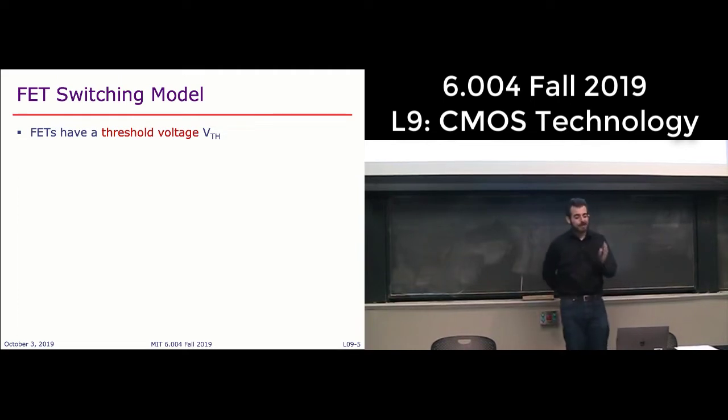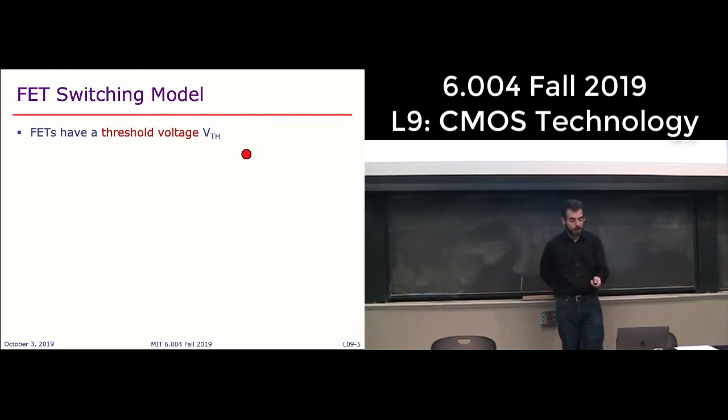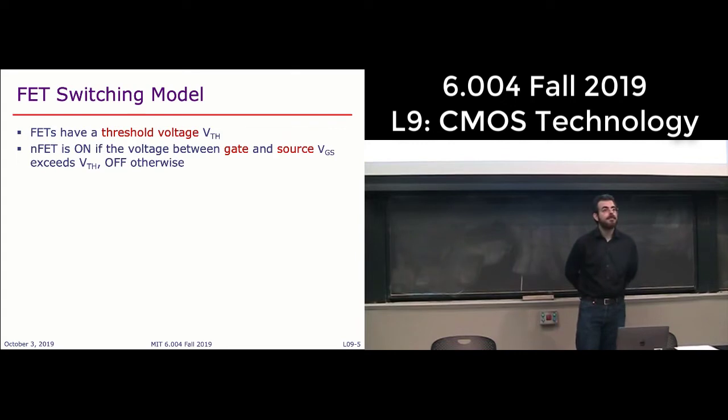So that said, we're just going to use the simplest model that lets us work with them. The first model we're going to see is what we call the switching model, which is just treating transistors as voltage-controlled switches. Transistors have a threshold voltage, which we denote VTH, and an NFET turns on if the voltage between the gate and the source, which we call VGS, exceeds the threshold voltage. Otherwise, the transistor is off.